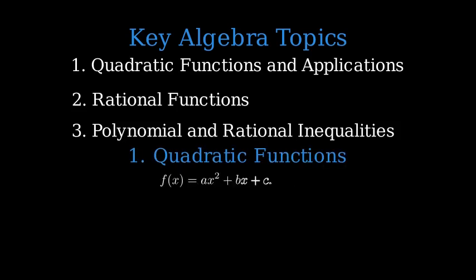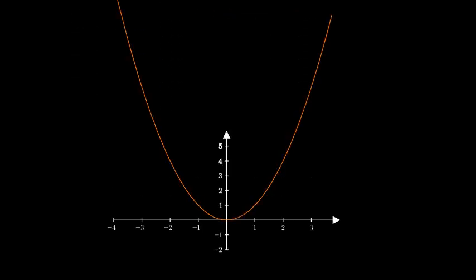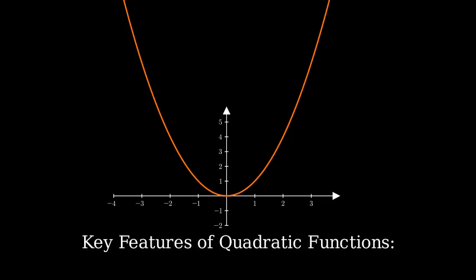A quadratic function is given by the standard form f of x equals ax squared plus bx plus c, where a is not equal to 0. The graph of a quadratic function is always a parabola. Quadratic functions have several key features.